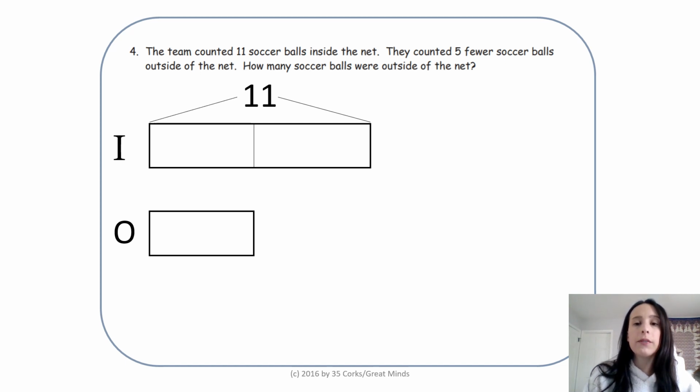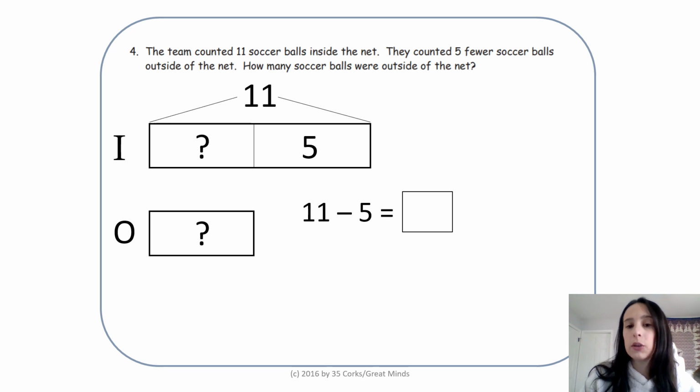So we know they counted 5 fewer. So one of my parts has to be 5. In order to find out how many soccer balls were outside of the net, that's why my outside tape is the same size as one of my parts in the inside. That's what we're finding. Now looking just at the inside tape, we have a total, we have a part. Using those numbers, we're going to solve. So make a number sentence to solve.